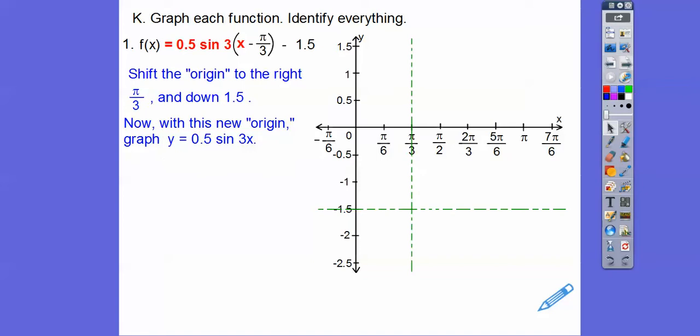Okay, all right. So there we go. So the shift of the origin is to the right pi over 3 and down 1.5. So now the new origin is right there. Okay, so we can disregard.